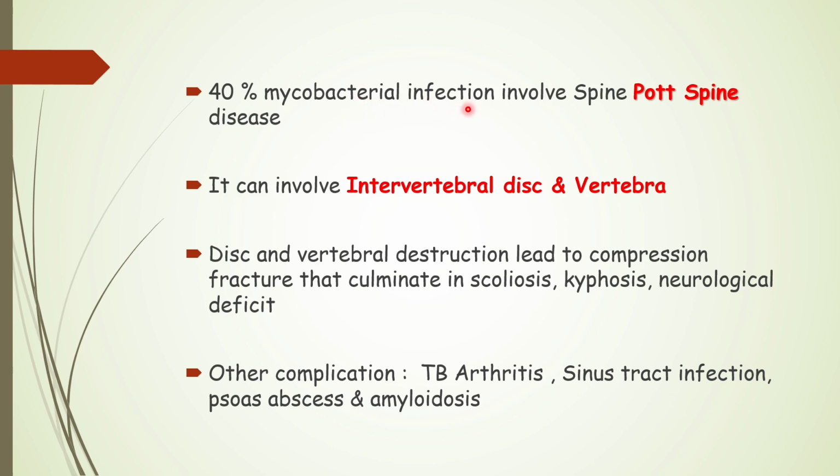40% of mycobacterial infections can involve the spine. See, very important: 40% can involve the spine, that is known as Pott spine. And obviously, as the spine is affected, the intervertebral disc and vertebra can be damaged, and so a draining sinus can form there. It can lead to abscess as well. TB arthritis also can develop as a complication. And one of the notorious complications is amyloidosis. That is secondary amyloidosis because of release of IL-6 and TNF alpha, which will lead to increased release of serum amyloid associated protein, SAA.